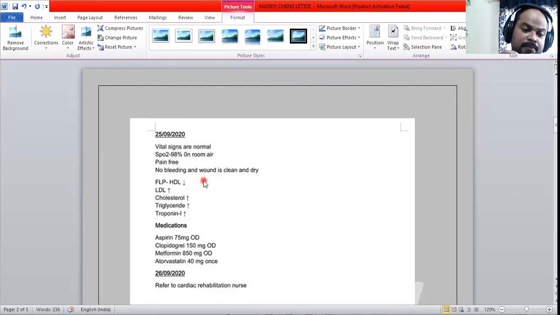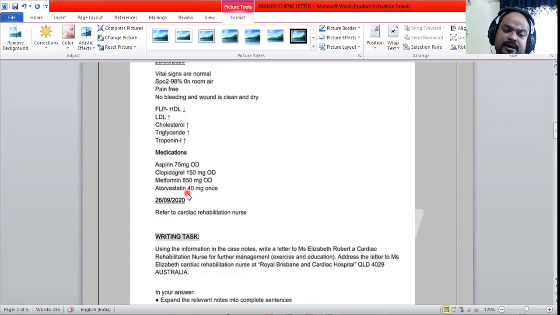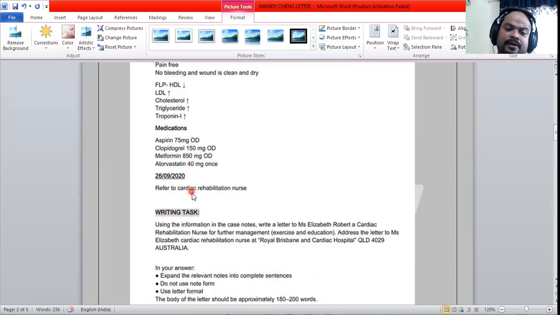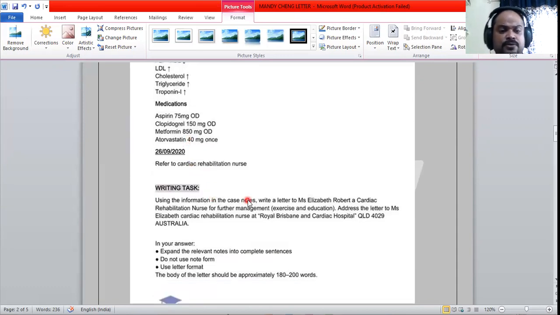But you know that you have some abnormalities in the fasting lipid profile. So you can see that, and now her current medication is there, and referral to cardiac rehabilitation nurse. So why are you writing to the cardiac rehabilitation nurse? So you are writing to the cardiac rehabilitation nurse for the referral. So here, right now she is in the ward, she's not discharged. This is the thing here we need to take care.